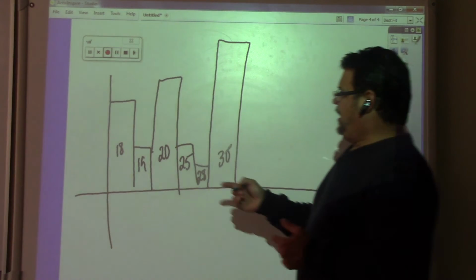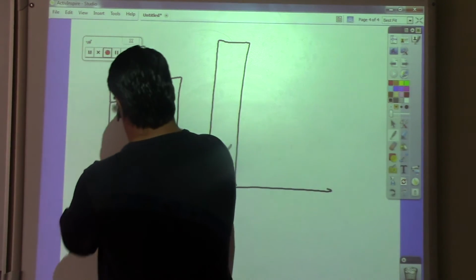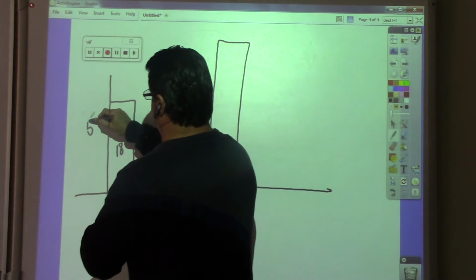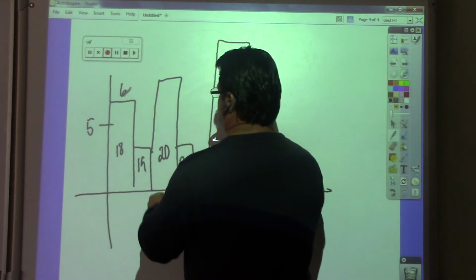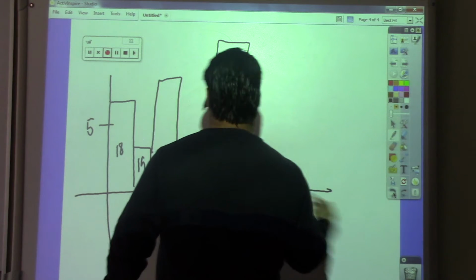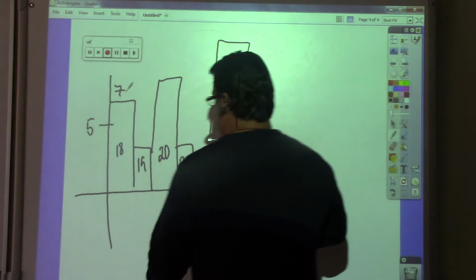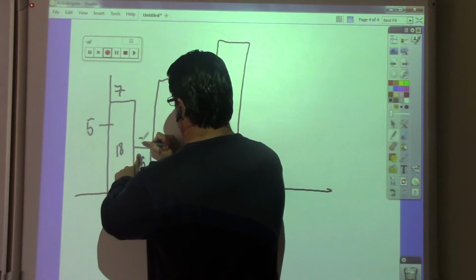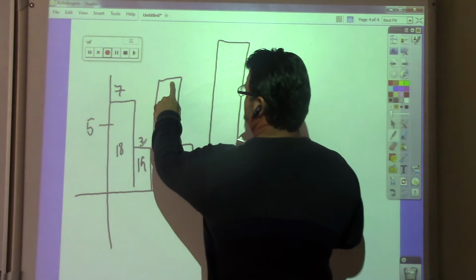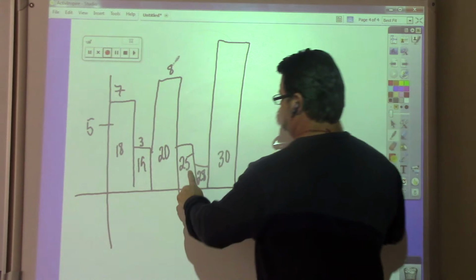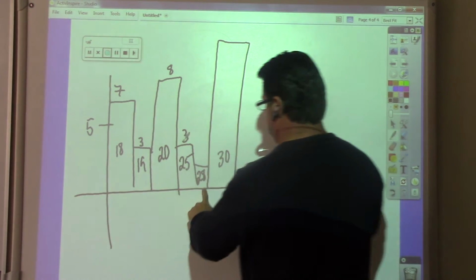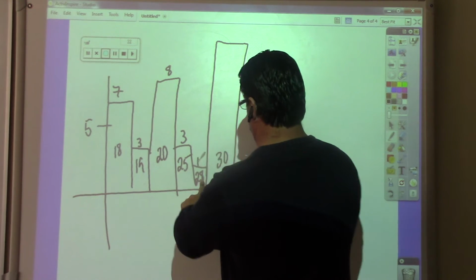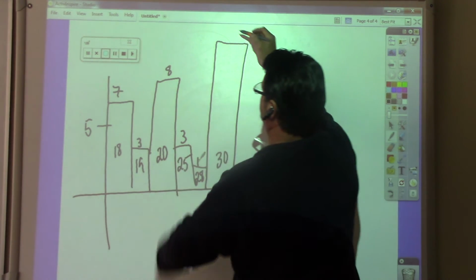All right? And 18 years old, let's say this is 5 right here. 18-year-olds, there's 6 in the classroom, or 7. And 19-year-olds, there's maybe 3. 20-year-olds, probably 8. 25 years old, 3. 28 years old, maybe 1, and 30 years old, probably 10.